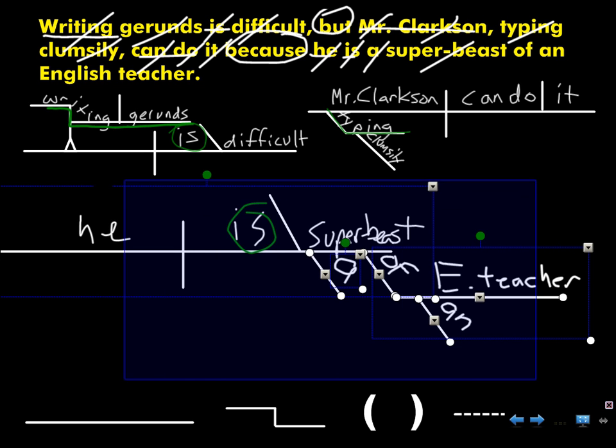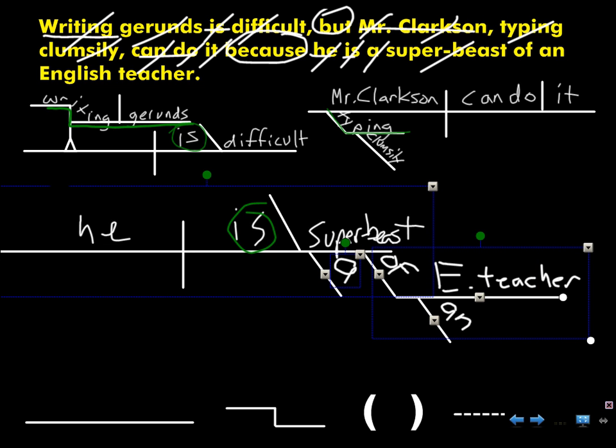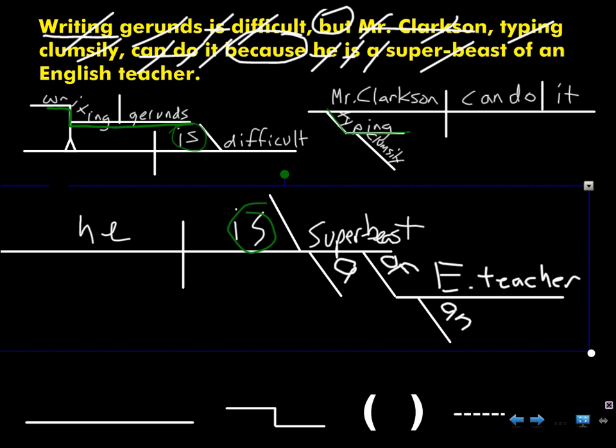How do we link them? That's the point. First of all, one of these is a subordinate or dependent clause. Which one? David. He is a super beast of an English teacher because of the word because. Remember, you'd be kidding me. We did the entire period on that one.